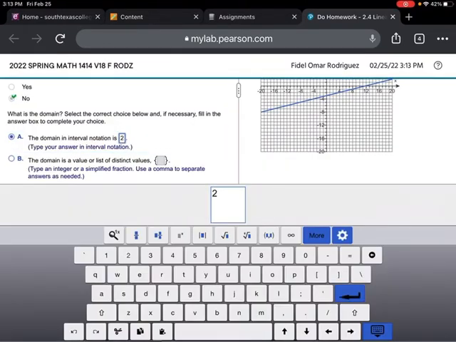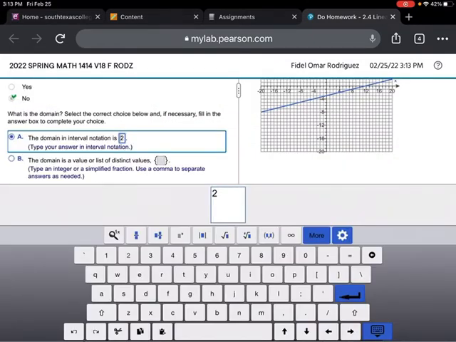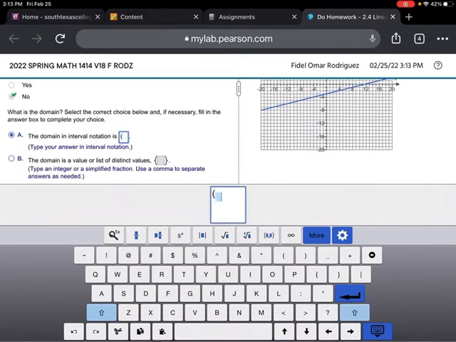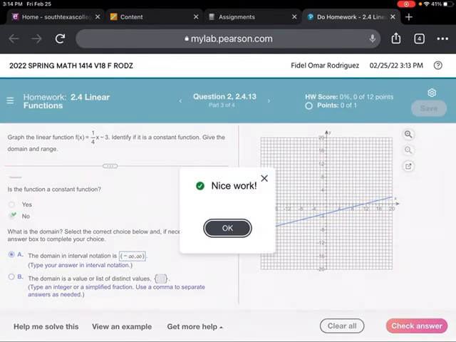Okay, backspace. Let me see, backspace. There we go. Okay, so I'm going to hit parentheses. Negative infinity, comma, infinity, and close my parentheses. There we go, let's check it. There we go, we got that part.